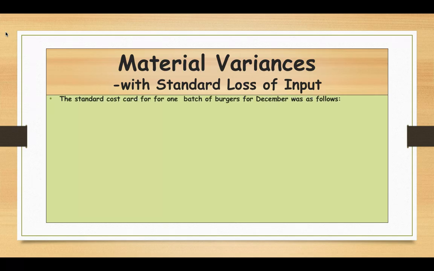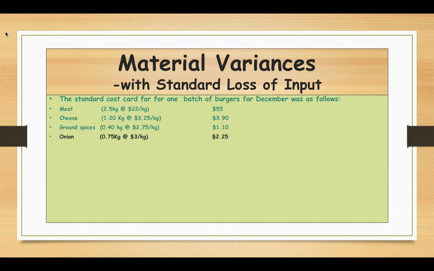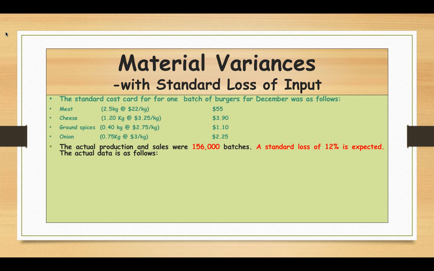Sometimes there will be a loss of input due to evaporation or wastage, etc. So in these situations, we'll see how to calculate the material variances. Here we are going to see the same example, the Quality Burger Company, with a slight change. If you look at the standard cost card for one batch of burger, it has the same meat, cheese, ground spice, and onion. The changes I have highlighted in red. The actual production and sales were 156,000 batches. And also there is a standard loss of 12% expected.